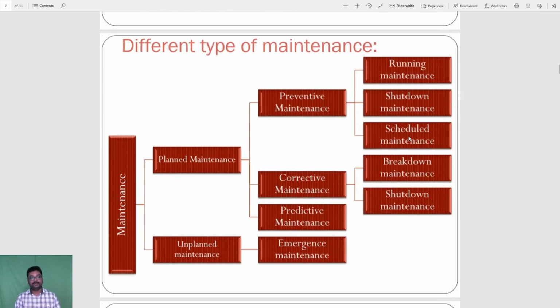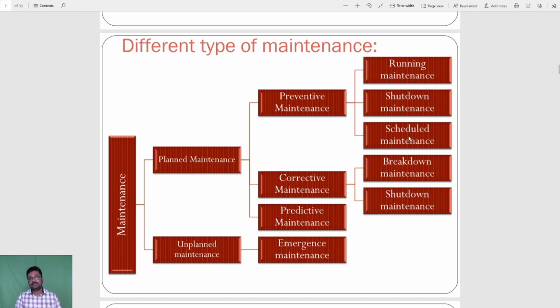This flow chart defines the different types of maintenance available. We only know, guys, that maintenance is work we need to do for a moving component. That itself we know. But this is very important, where different types of maintenance help us do the maintenance in different ways. Let me see what they are. There are two types of maintenance: one is planned and the other is unplanned.